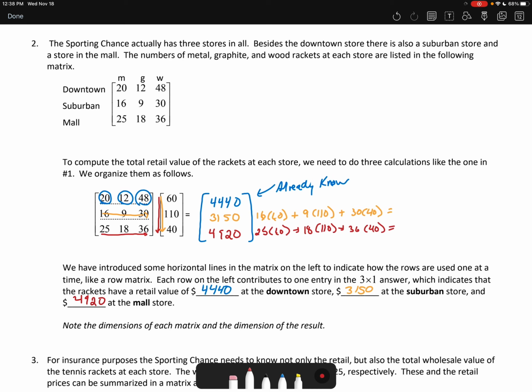Again, it says to note the dimensions of each matrix and the dimension of the result. So this time we had a 3 by 3 matrix, and this one is a 3 by 1 matrix. And notice that our answer is also a 3 by 1. And we're hopefully establishing a pattern for how these matrix multiplications work. So for right now, just think about how those numbers sort of line up and relate to each other.